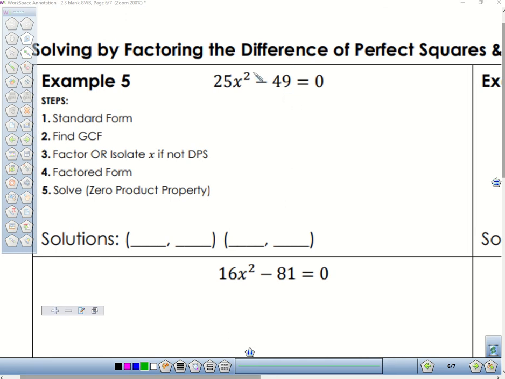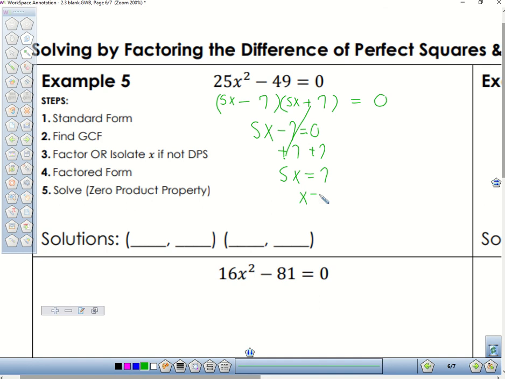So for the first one, we talked about how to do these earlier, right? If it's a difference of two squares, you write it in parentheses. You put a negative and a positive, and you take the square root of each of those. So what's the square root of 25x squared? 5x. And what's the square root of 49? 7. I have to set each of these two equal to 0, zero product property. That's 5x minus 7 equals 0. That means x is equal to 7 over 5.